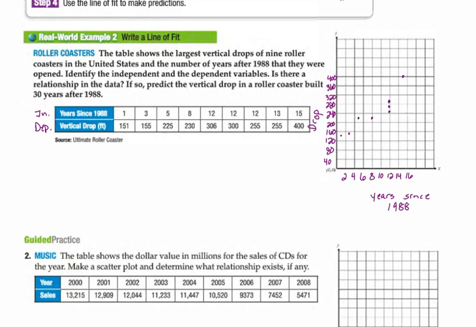Okay, so with that, is there a relationship in the data? Yes, it looks like as the years increase, the size of the drops increase. Okay, so they said that if we do see a trend, we're supposed to predict the vertical drop in a roller coaster built 30 years after 1988.